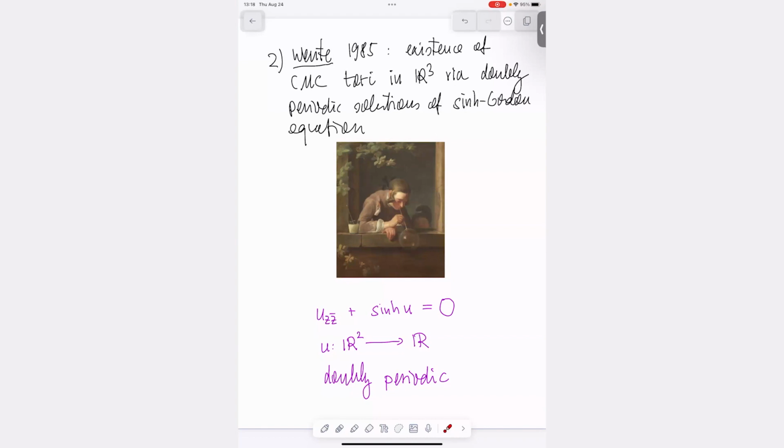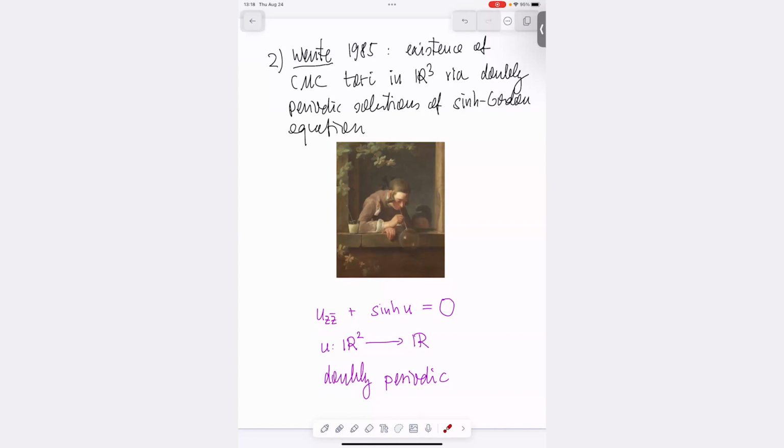There's only this, the only soap bubble is the soap bubble, no higher genus one. But then Wente took it up, and he noticed that the equation determining such a soap bubble is the Sinh-Gordon equation, which some people in mathematical physics know very well. If you put sine, for instance, instead of sinh, and take it just as u double dot, it's the pendulum equation.